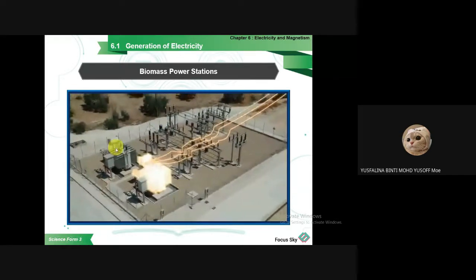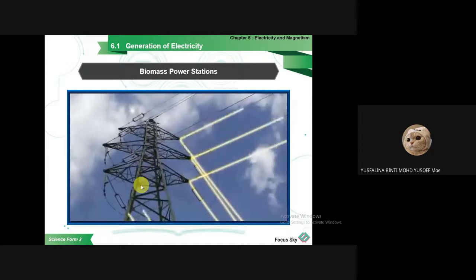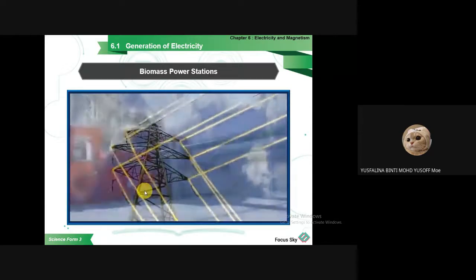So this is the transformer. This one is to increase the voltage.